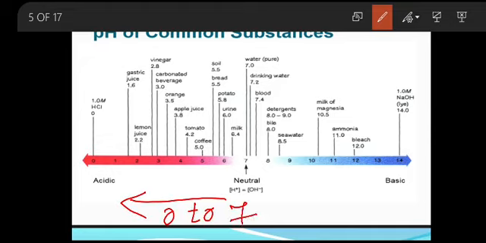Next. Okay, ma'am. Now you were telling me about acidic, basic, neutral. But what is meant by acid first of all? What is meant by base first of all? Let us see that now.